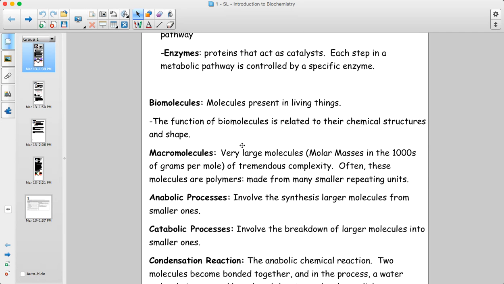Biomolecules are just molecules present in living things. It's sort of a catch-all phrase. The function of biomolecules is going to be really closely related to their structure and their shape, and we'll see that as we go through each of the subtopics.